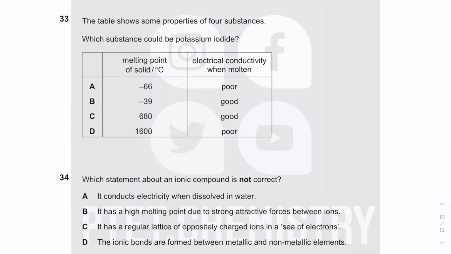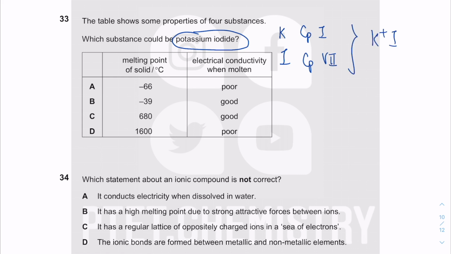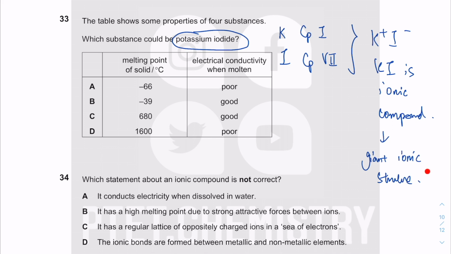Question 33. Which substance could be potassium iodide? Potassium is a group 1 metal. Iodine is a group 7 element. So potassium iodide is an ionic compound. If you are an ionic compound, you have a giant ionic structure. We need a large amount of energy to break the strong ionic bonds between the oppositely charged ions. It cannot be negative. That is a low melting point. Room temperature is 25 degrees Celsius. This is below 0 degrees Celsius. So A and B are out.